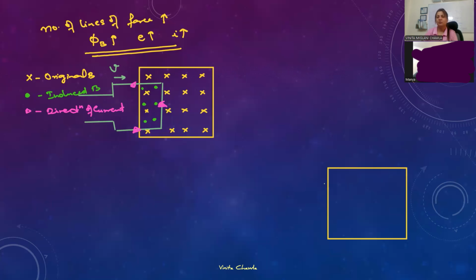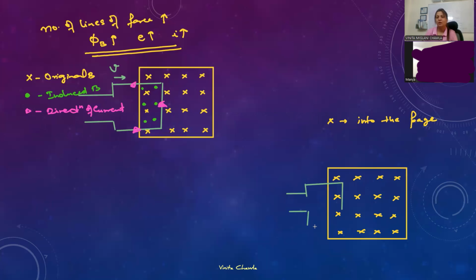Now let's consider another situation. This time again we are taking a uniform magnetic field. This is your original magnetic field, and it is into the page. And we have a coil. Now we are moving this coil away like this from the field.